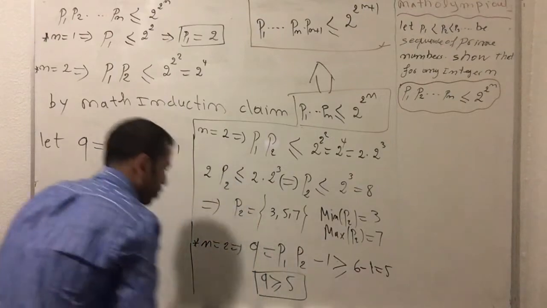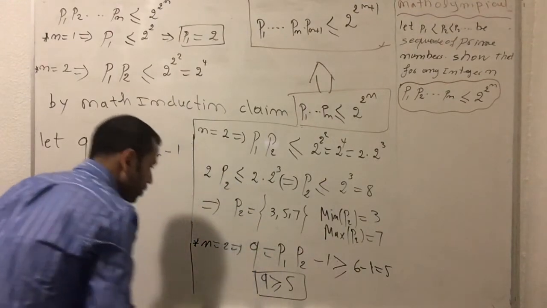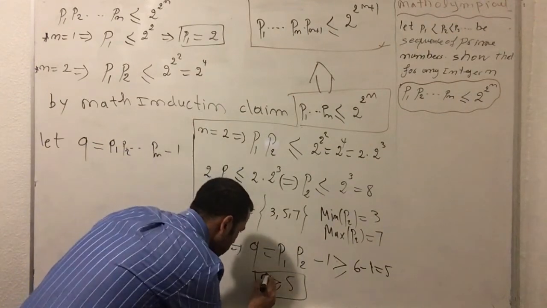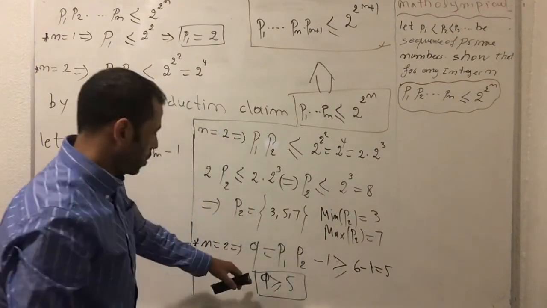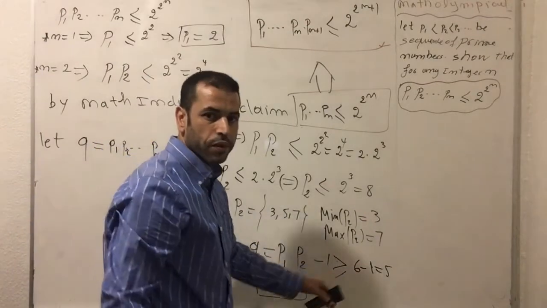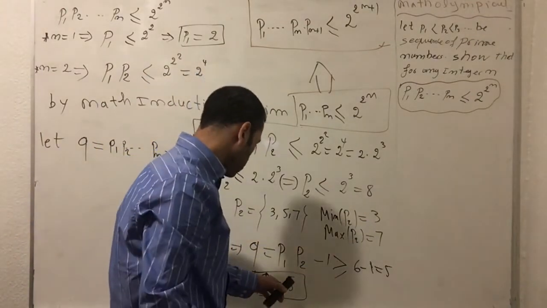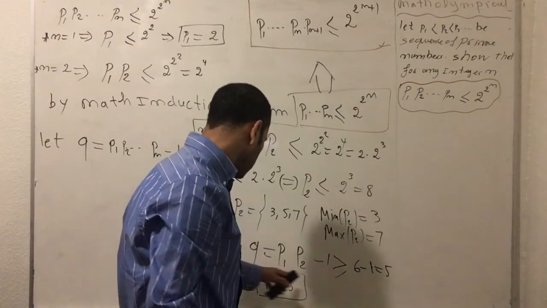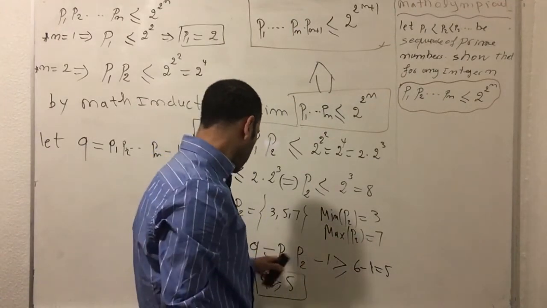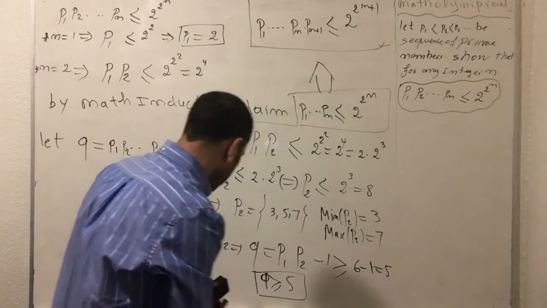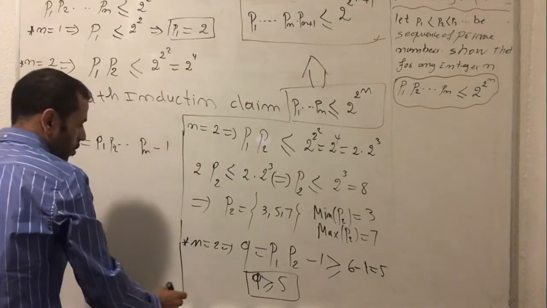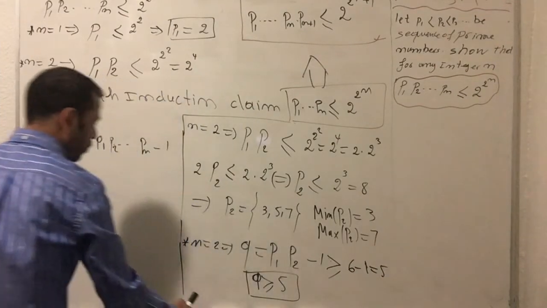So I found a Q. Q at least takes 5 and up. I'm taking this example for n equal to 2. So we found that Q is always superior or equal to 5.